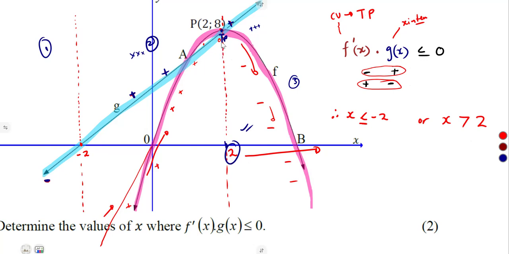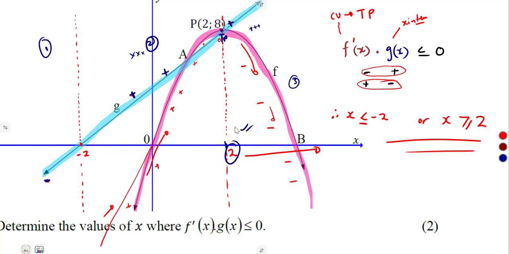At 2, this is corresponding to the turning point. And at the turning point, the first derivative is what? It is 0. So yes, it can be that. It can also be greater than or equal to 2. We need that part of our turning point. So it can be less than or equal to minus 2, or it can be greater than or equal to 2. Those are the x values.